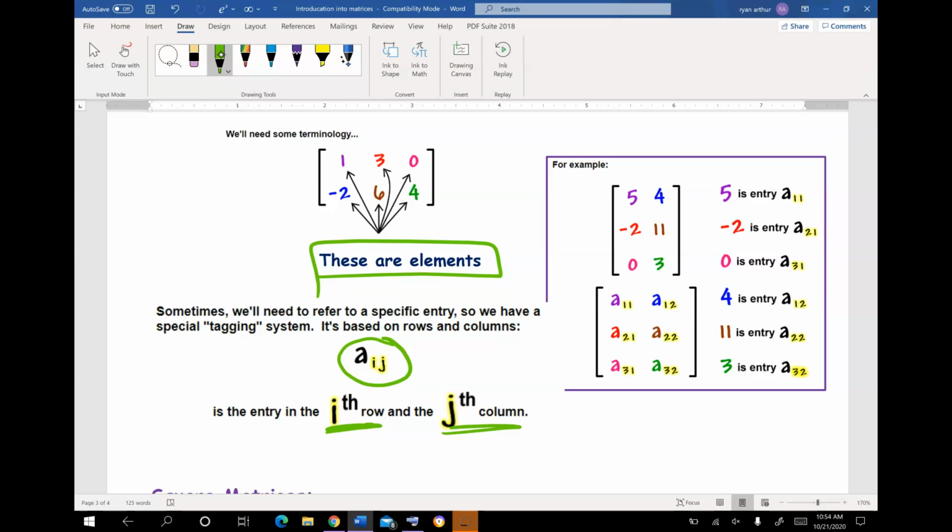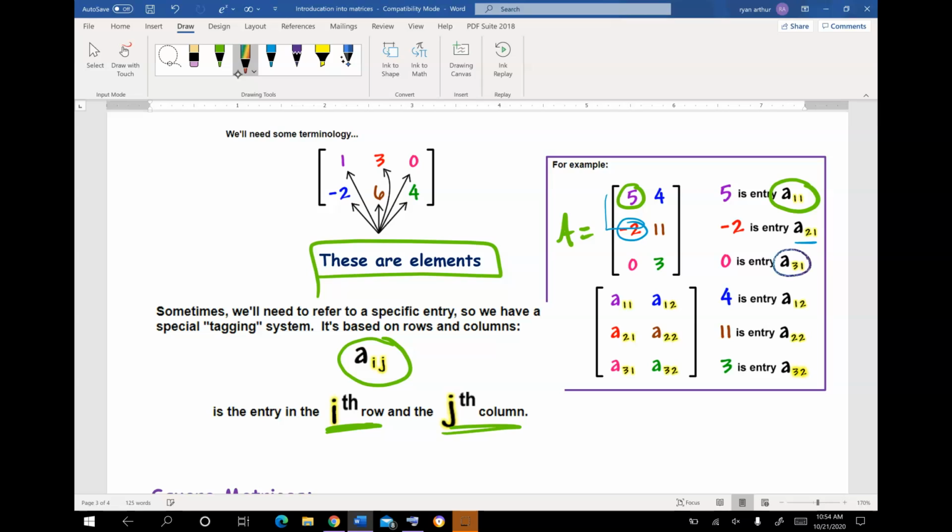So if you look over here in the example, I want to know the entry A11. Well, this is matrix A, okay? And if you look, 1, 1, it is the first row, first column. Okay, that's where that comes from. Here is A21. That is the second row, first column.